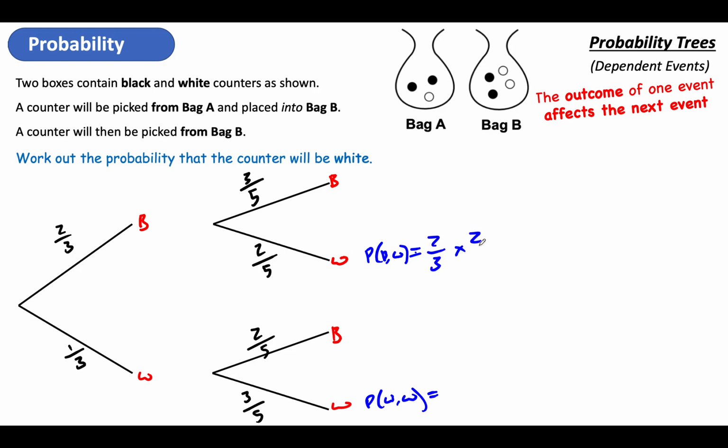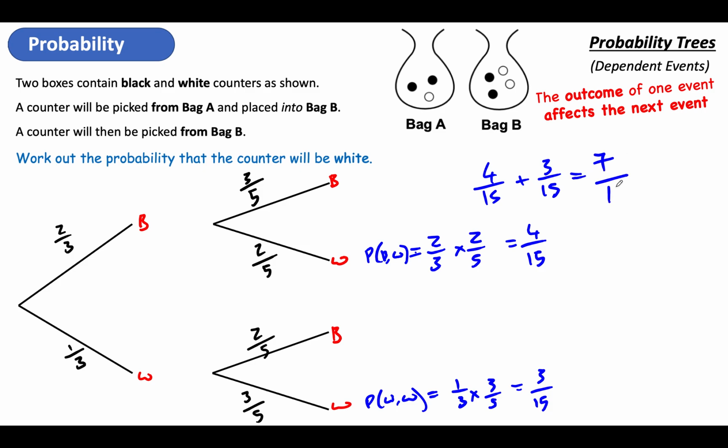So 2/3 times by 2/5 is black and white. So that's 4/15. And then white would be 1/3, and then 3/5. And I'm going to multiply those as well, because I want white and then white. So 3/15. Now I want one or the other. So we're doing either black and then white, or, so I do an add, white and then white. So 4/15 plus 3/15 is 7/15. I like this question because it's slightly different to the others. It mixes things up a little bit.